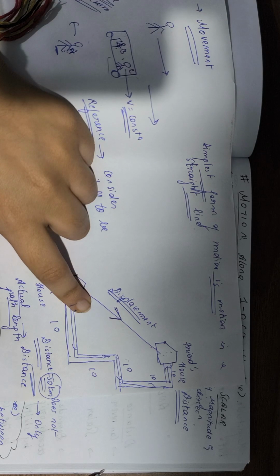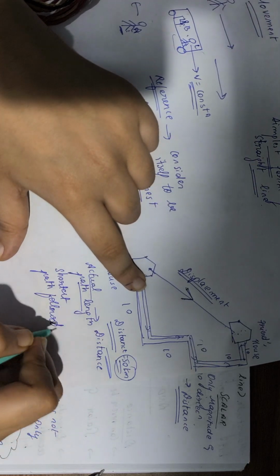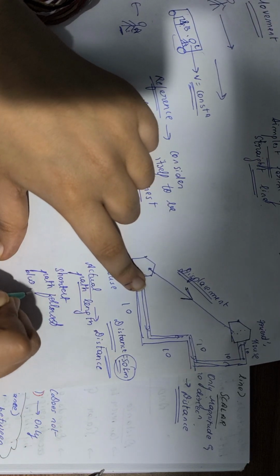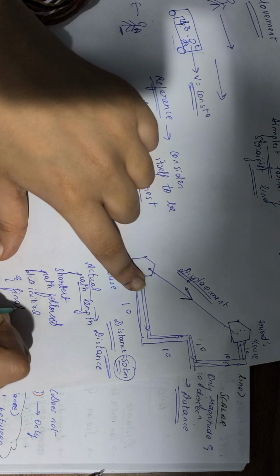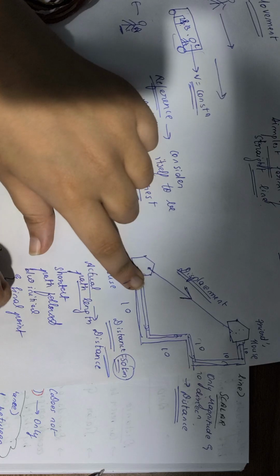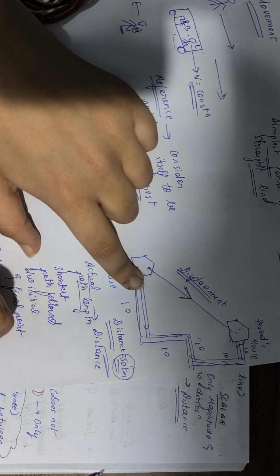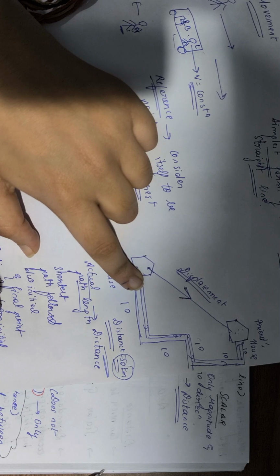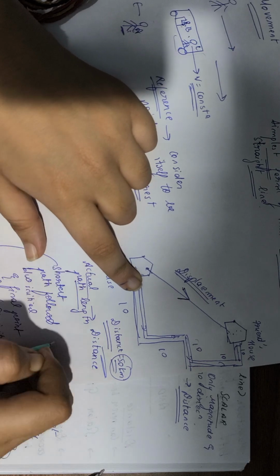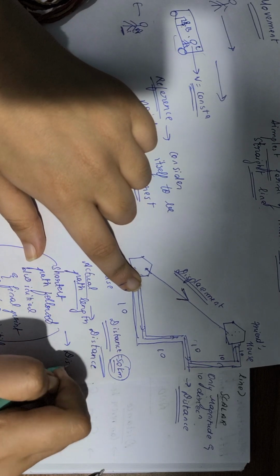Shortest path followed between initial and final point, and direction is from initial to final point. This is called as what? This is called displacement.